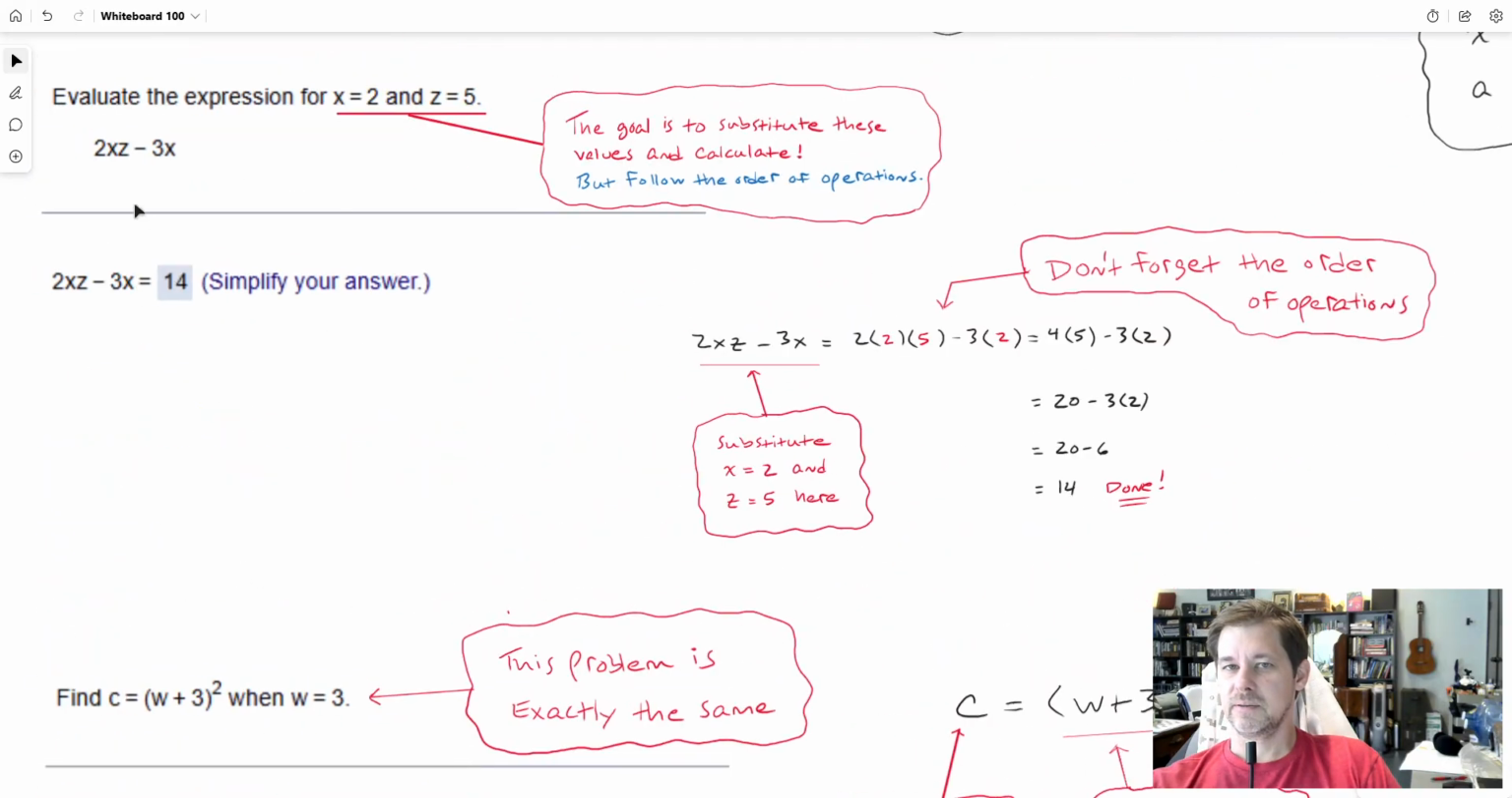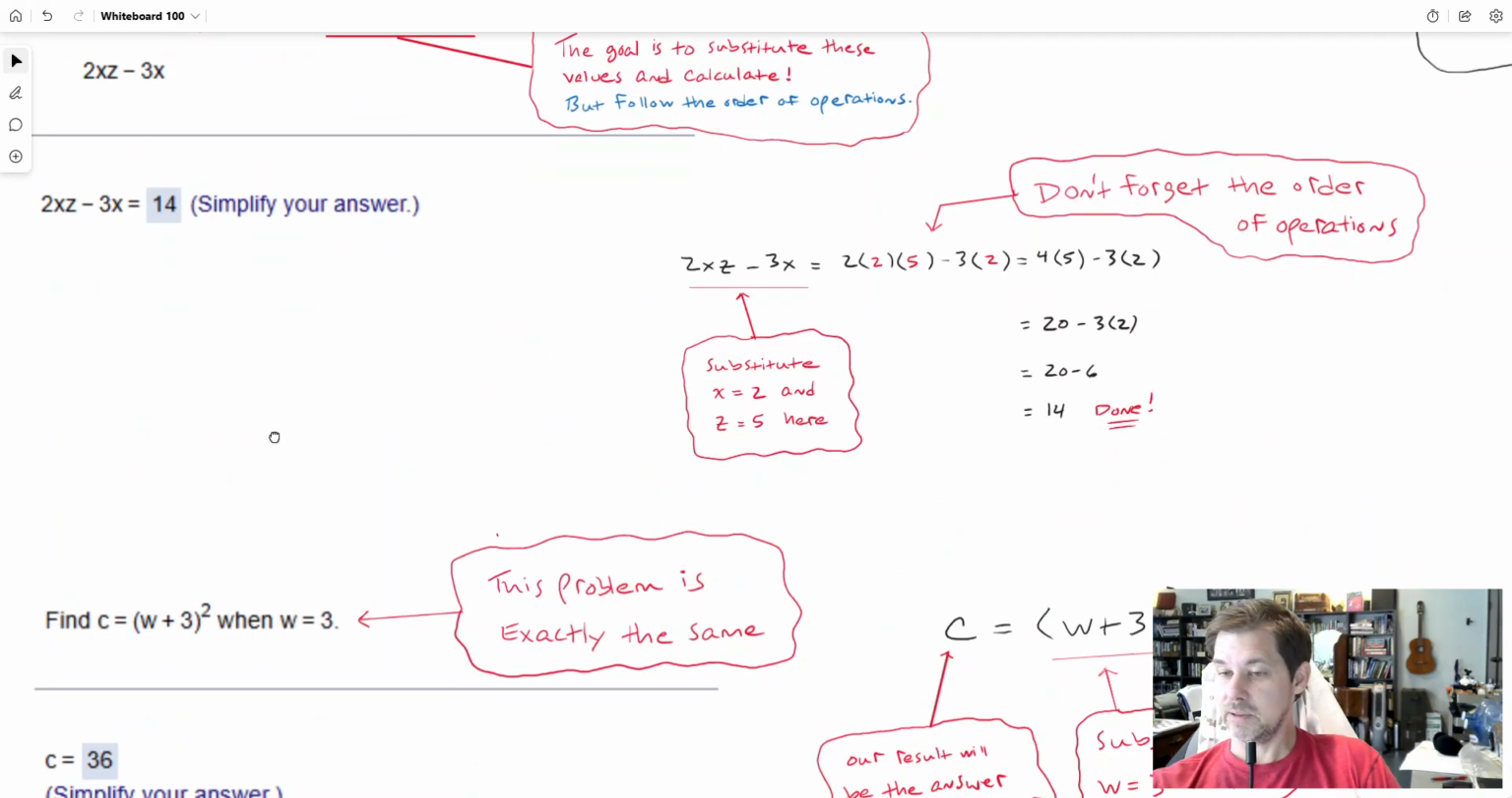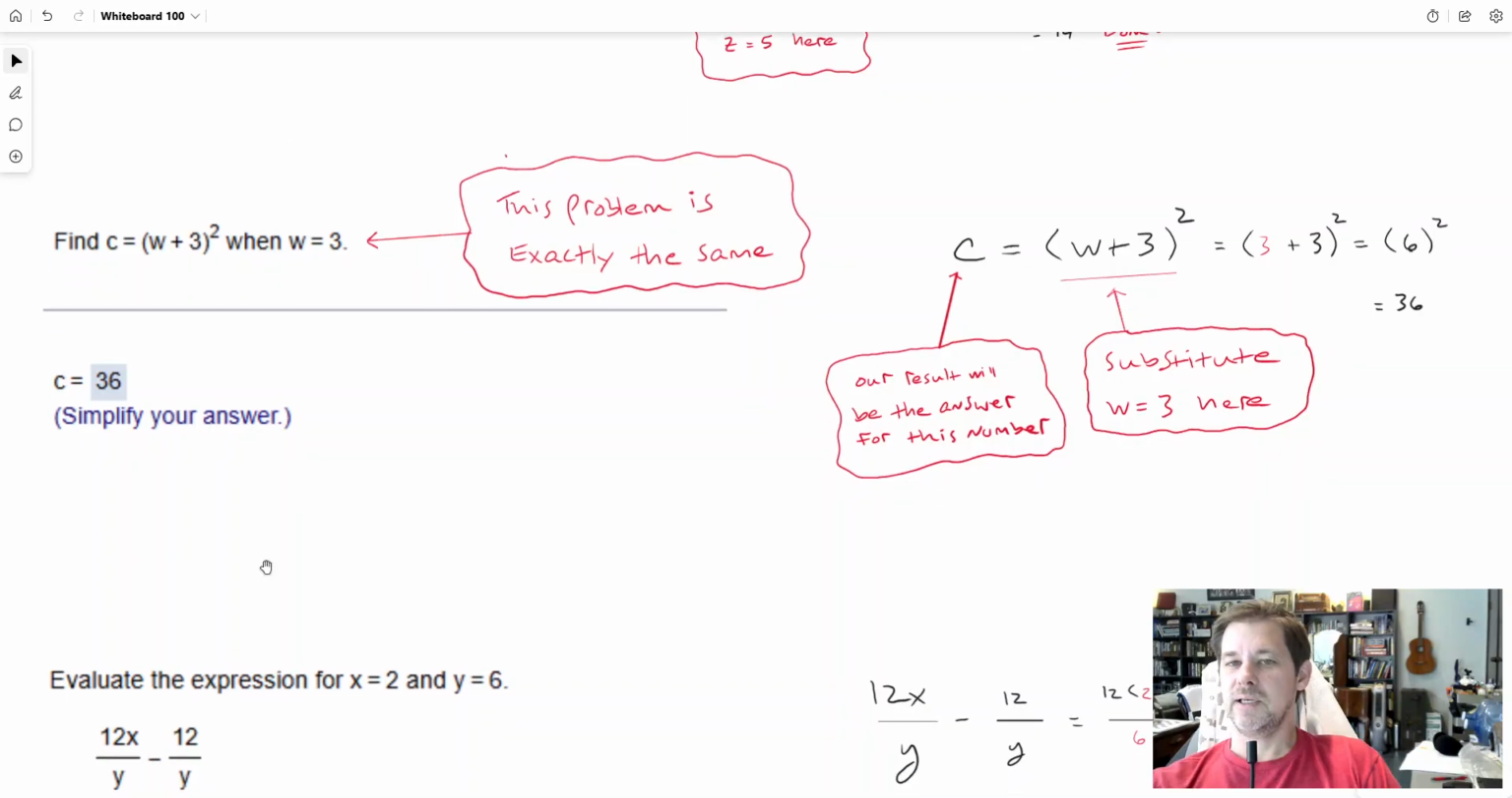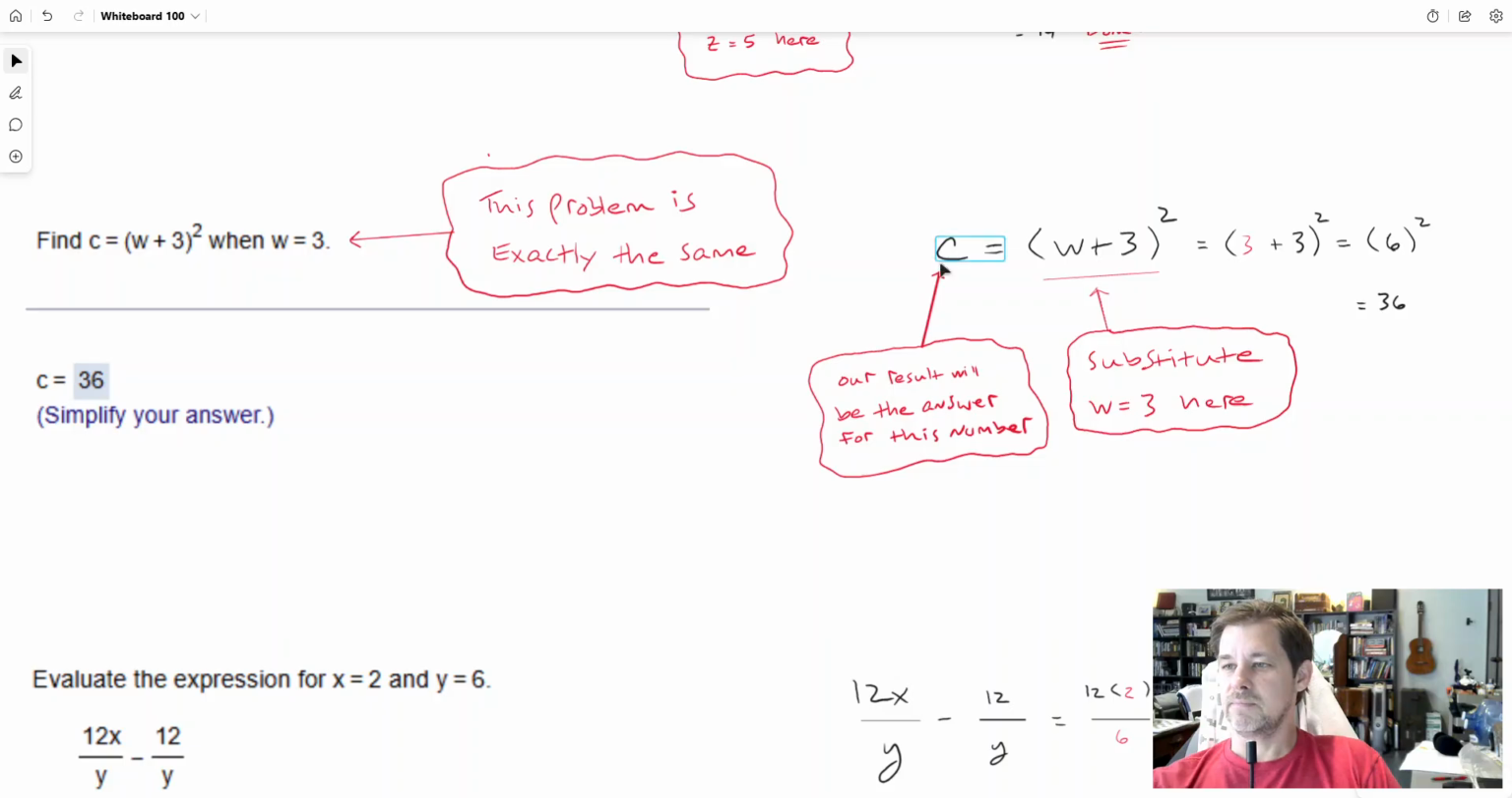It just gave us this expression. We put our numbers into it and we calculated. But all this one's saying is, well, if you put 3 for w and you did all the math that's there, what result would you get? That's your answer. Okay. So, all right, let's say I've got C, which is some number I don't happen to know at the moment, is w plus 3 squared. But w, it says, is supposed to be 3. So we'll put 3 for that w.